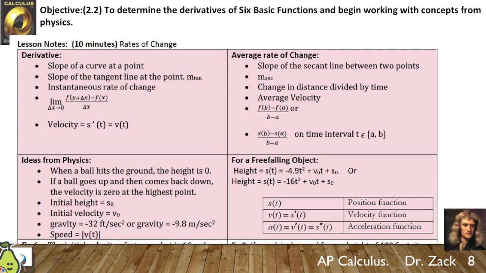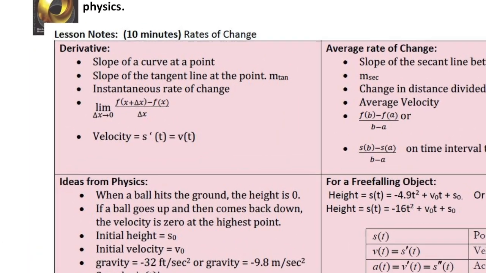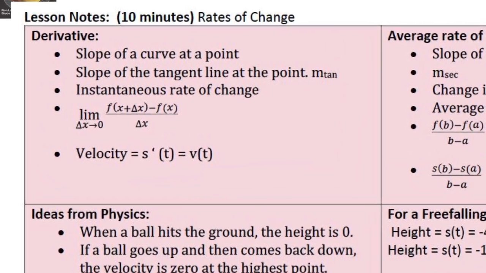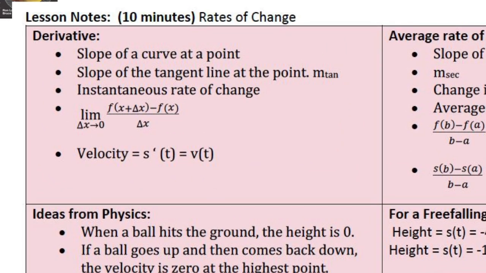Now that you've practiced working with 6 of your basic functions, let's put it all together. The derivative, it is the slope of the curve at a point. It's also the slope of your tangent line. And another name is the instantaneous rate of change. The limit definition will lead you to a derivative. You are expected to know the limit definition and how to apply it.